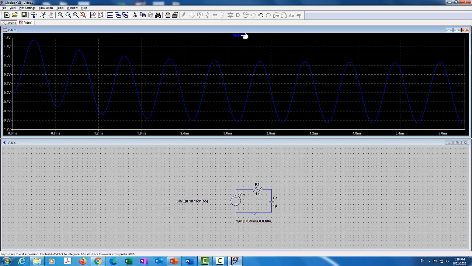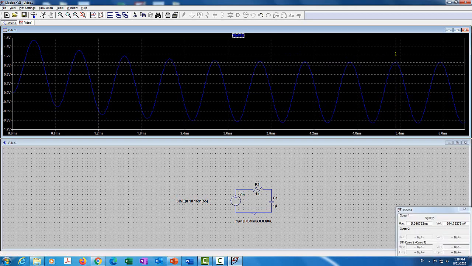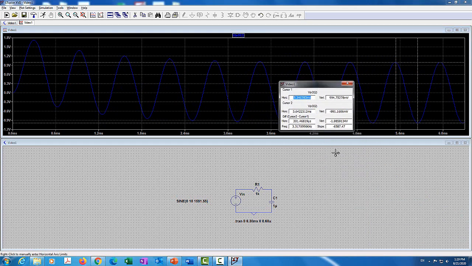So if I'm going to click on here, I'm going to run the peak value over here, and I will use another cursor. I will run the min value over here, and they should be almost the same. So you can see that they're almost the same, right? So it's about symmetric over here.